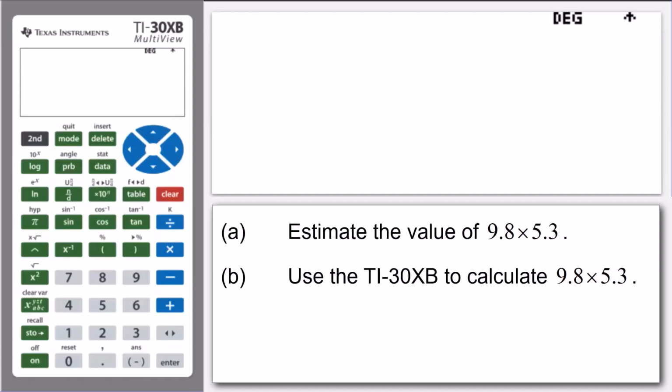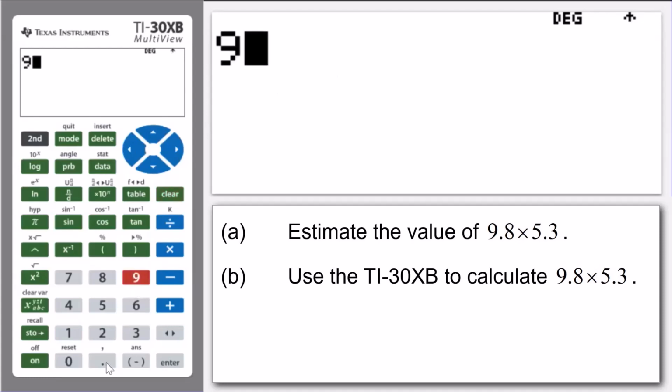Okay, so if we look at Part A, good examples that we can use for estimation are, for example, 10 times 6, which is 60, 10 times 5, which is 50, 10 times 5.5, which is 55, or 9 times 6, which is 54. This is giving us an idea of what sort of answer to expect. Let's now look at what answer we get by performing this calculation.